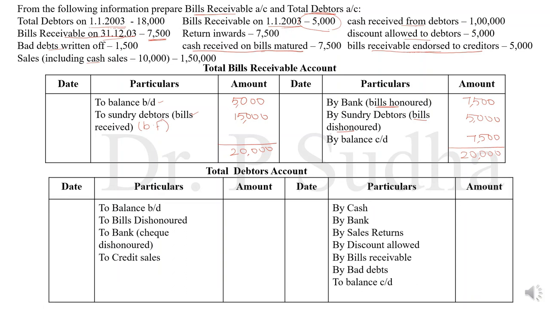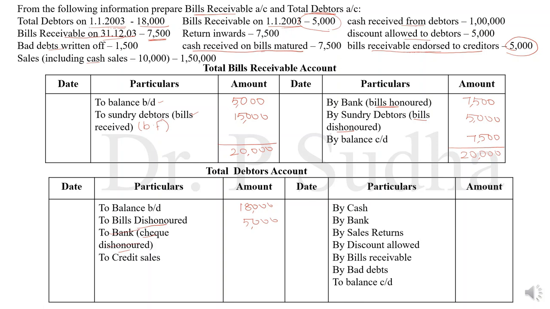Next, we will prepare total debtors account. This is also an asset account. We have to write the opening balance in the debit side. The opening balance is 18,000 rupees. So I am writing to balance brought down, 18,000. Then bills dishonored, total value of bills dishonored. See, it is 5,000 rupees. So writing 5,000 rupees. Then cheque dishonored. In this problem, there is no cheque payment. So there is no cheque dishonored. So I am leaving this.